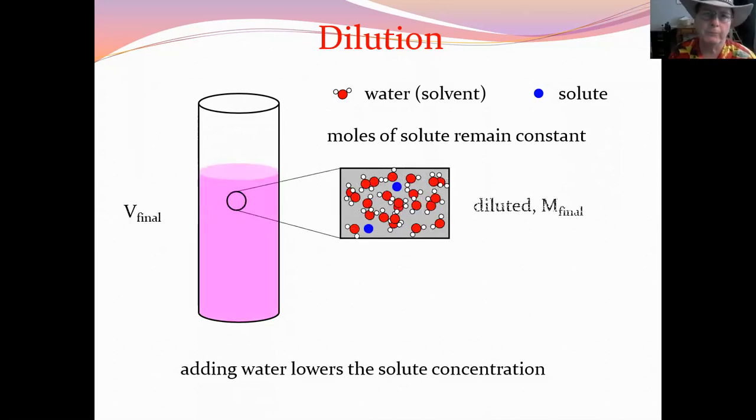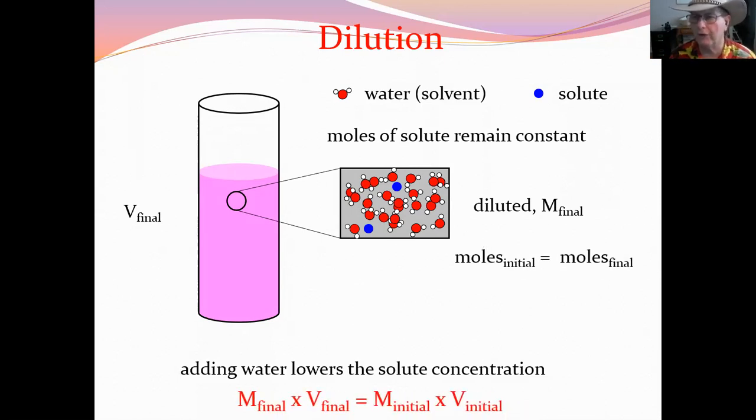Now, let me ask you this, Rebecca. Are the moles of my initial solution equal to the moles of my final solution? Yes, because you still have the same amount of solute. So my moles initial is equal to my moles final. So how do I get my moles initial? Don't I multiply my molarity times my volume? My initial molarity times my initial volume will give me my initial number of moles.